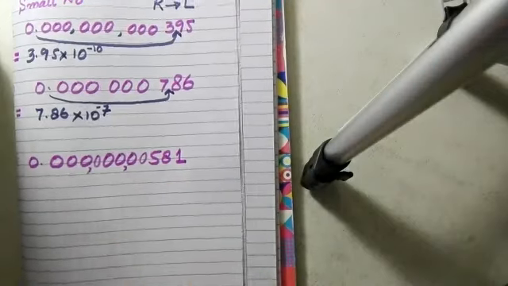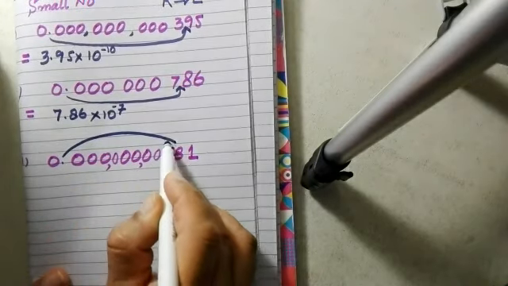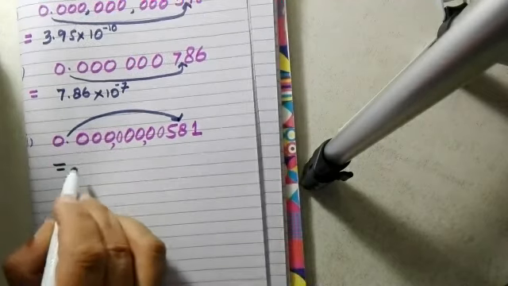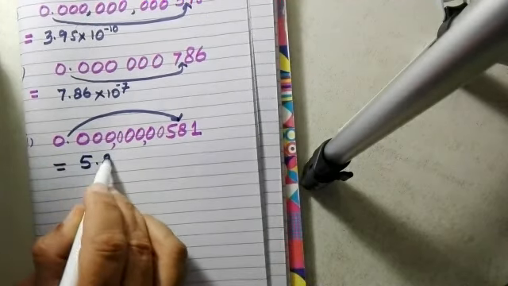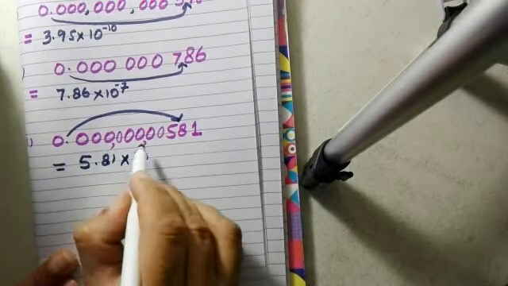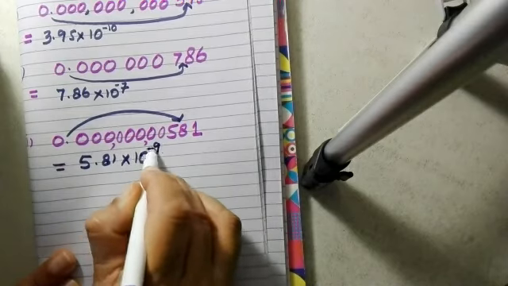We will see that once again, shifting the decimal to right after the first non-zero digit, it will become 5.81 into 10 raised to power 3, 6, and 9. So you will write 10 raised to power minus 9.